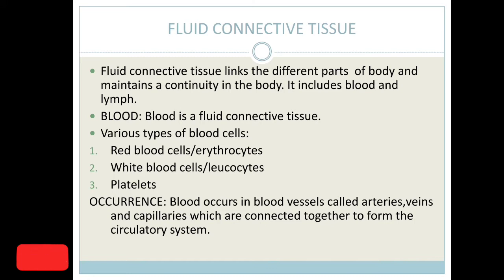So fluid connective tissue includes the blood and the lymph, and as we know the blood is the fluid connective tissue. So the different types of the blood cells are the RBC, WBC and platelets. So where does this blood occur? It occurs in the blood vessels, that is the arteries, veins and capillaries, and these three things connect together to form the circulatory system.